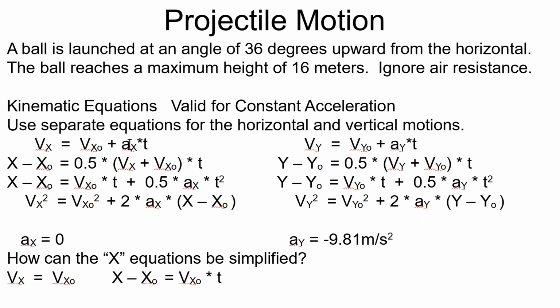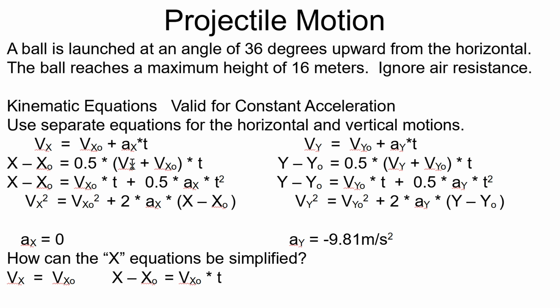Take a look at these equations, at all the places where a sub x appears: here, here, and here. What happens when we put a 0 in for a sub x? Well, in the first one, the final velocity is equal to the initial velocity in the x direction. There's no acceleration. The speed is not changing, the magnitude of the velocity is not changing, and the direction of the velocity is not changing. In the second and third equations, the second doesn't have a in it, so it stands as is, but it can be simplified. We'll see that in a minute, but we can even do it right now.